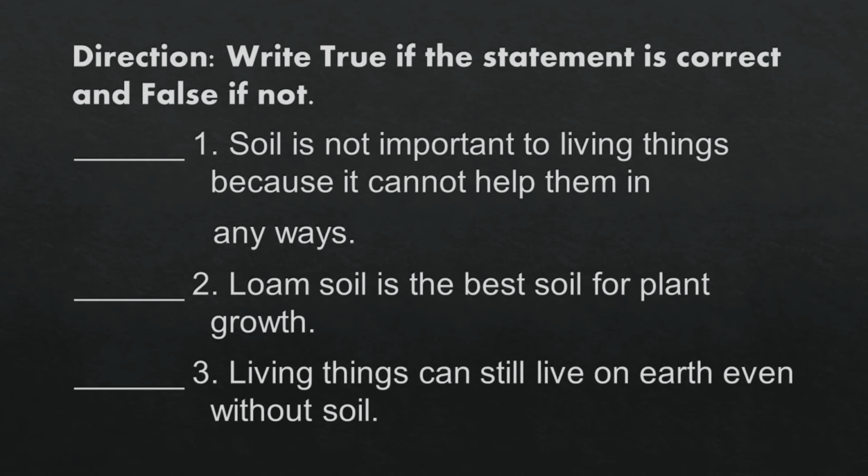Okay, let's start. Number 1. Soil is not important to living things because it cannot help them in any ways. False. Number 2. Loam soil is the best soil for plant growth. True. Number 3. Living things can still live on earth even without soil. False.